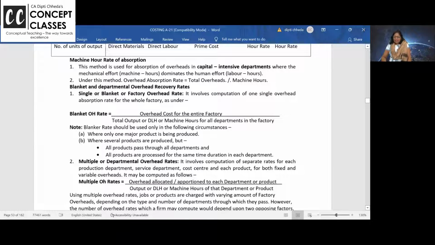What is the blanket overhead rate? It is when the total overhead of the factory is absorbed by a single denominator, whether number of units, direct labor hours, or machine hours. It is called the blanket overhead rate. But sometimes P1 department is based on number of units and P2 department is based on number of hours. So then it will make a difference, right? Are you getting it? Blanket or single overhead is when total overhead is divided by a common denominator.